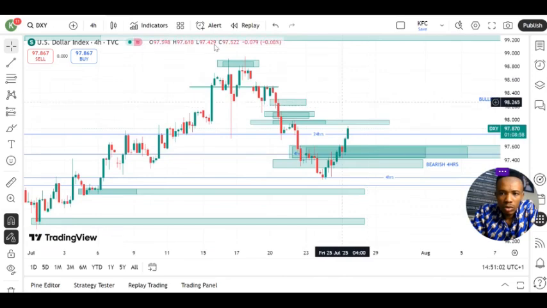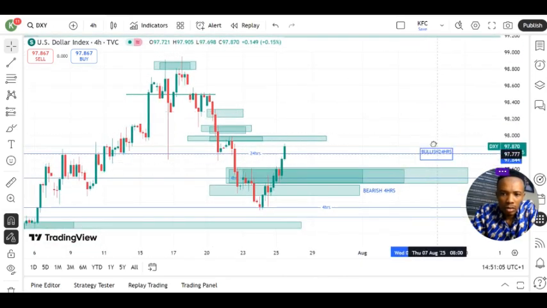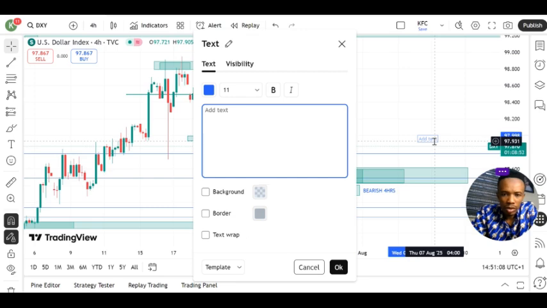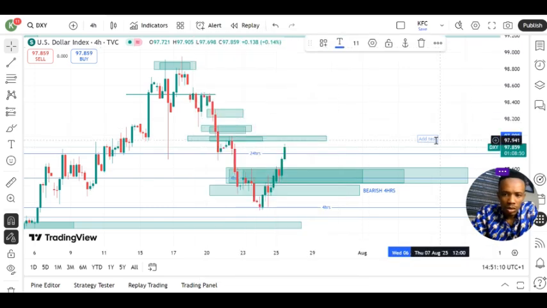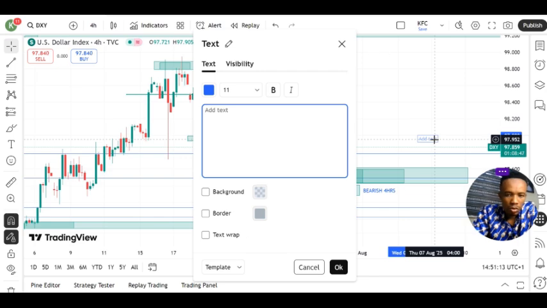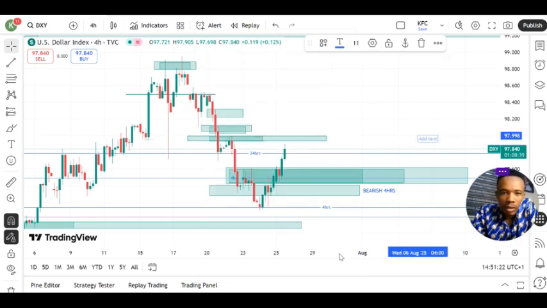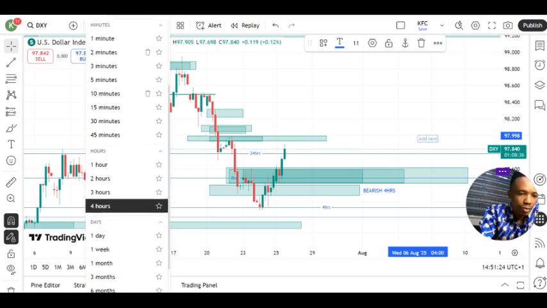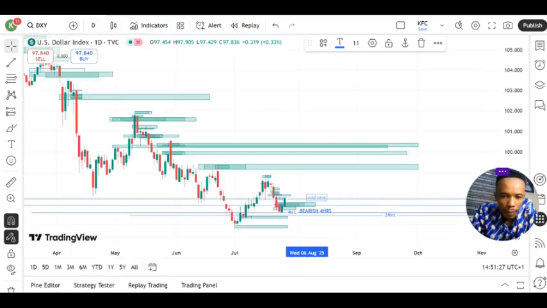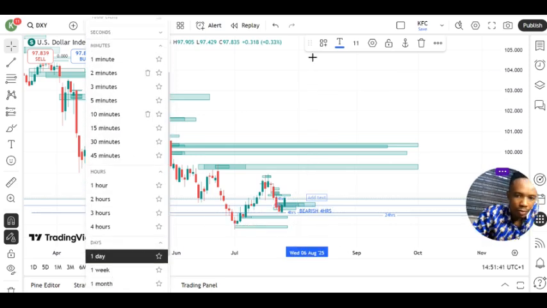The dollar index, what it has done so far, is that it's no longer bearish, it's now bullish. Okay, let's see the 24 hours. Let's confirm what exactly it's doing right now. So you can see that the 24 hours also is looking bullish. It's looking bullish. Okay, it's still looking a bit bearish. So let's go back to the 4-hour.